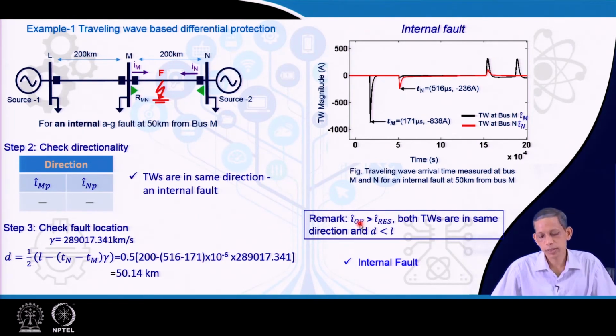So, this ensures the conclusion that I operating is greater than I restraining, as we have seen in the differential agreement, and for the security checks the direction is the same, both negative polarities, and also D is less than L. So, it ensures that there is an internal fault, and we have simulated this case for a phase A to ground fault at 50 km from this. The calculation checks obtained from the two relay locations from the travelling wave ensure that, thus, the TW 87 functions correctly for this case.